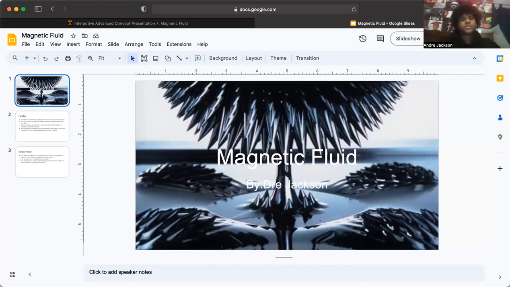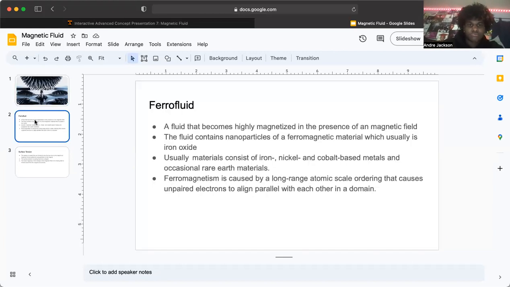Okay. So for this week, we did our interactive presentation on magnetic fluid. So this is my explanation on what occurs and my evaluation of it, along with the videos I'm going to show.